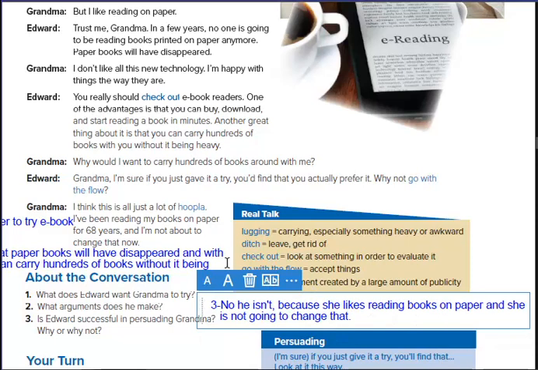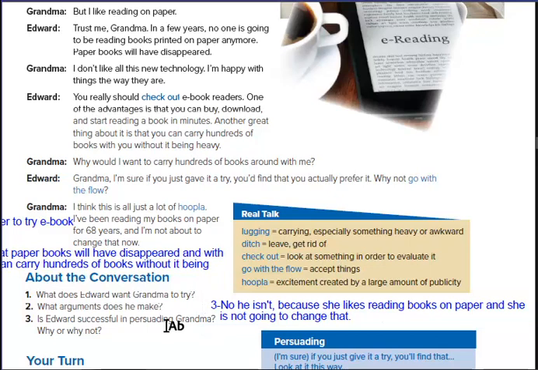لأن هي she likes reading books on paper. I like them that way. And yes, she's not going to change that. ما راح تغير هذا الشيء. So she likes reading books on paper, and she is not going to change that. So these are the answers to question number 1, number 2, and question number 3. Okay, so let's move on to the next part.